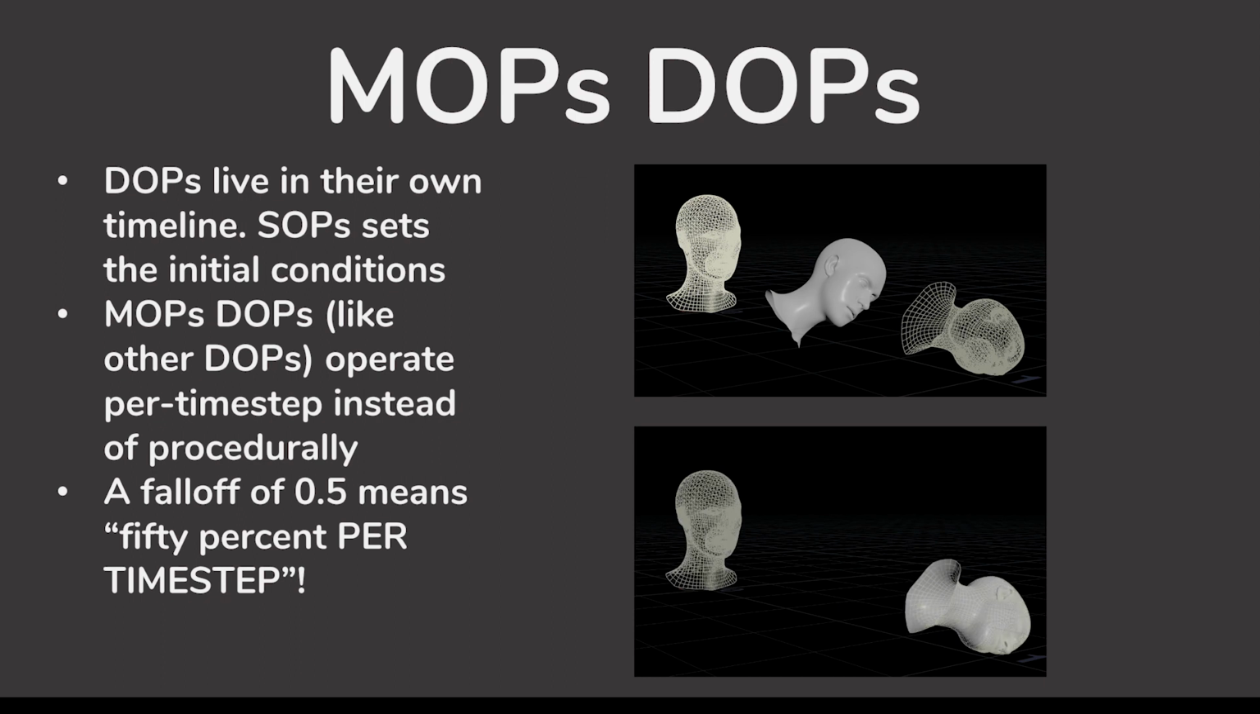The most obvious difference is in how falloff values work in DOPs. If you apply a MOPs goal position to an object with a falloff of 0.5, that means that the object is going to translate 50% of the distance to the goal per time step. It's very important to remember this difference.